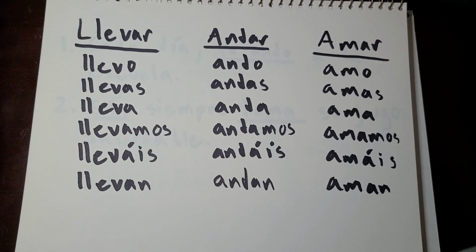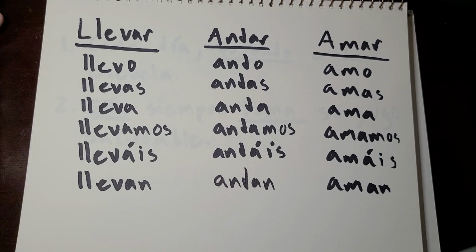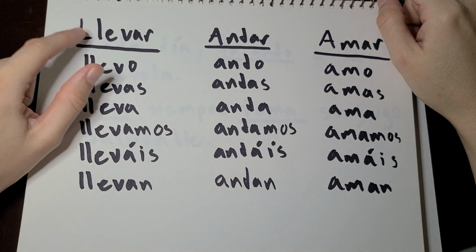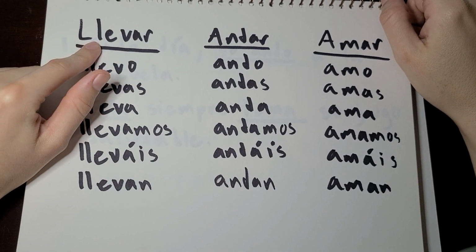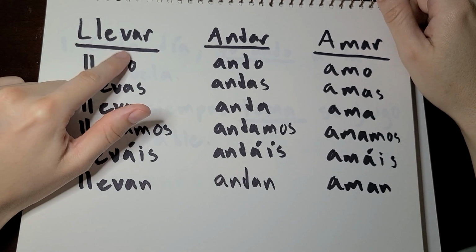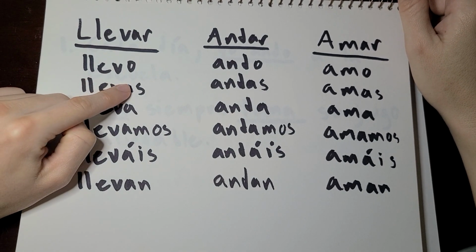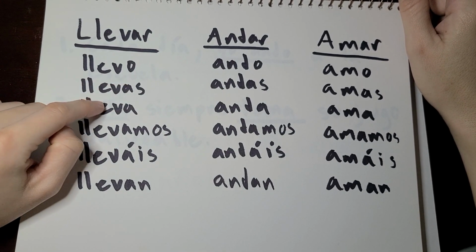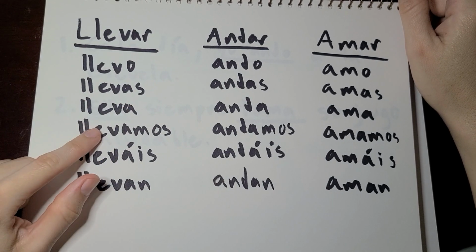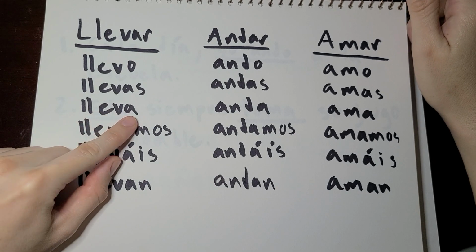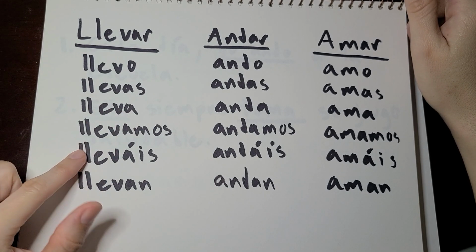Sometimes you can use take or bring interchangeably in English. I know that wasn't a great example, but I swear to God, if you think about it, you'll think of an example where take or bring is both fine in a sentence. Llevar, 2 L's. 2 L's in Spanish becomes a y sound, means to bring or to take. Yo llevo. Tú llevas. Él lleva. Usted lleva. Nosotros llevamos.